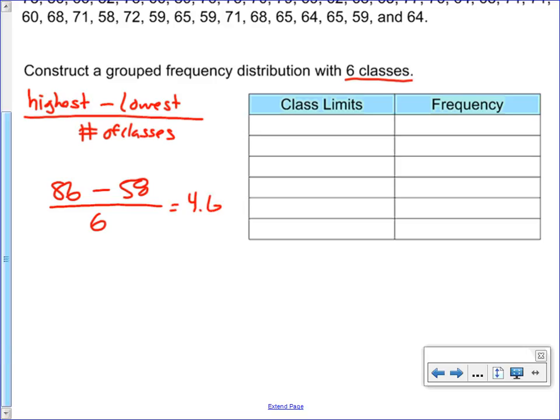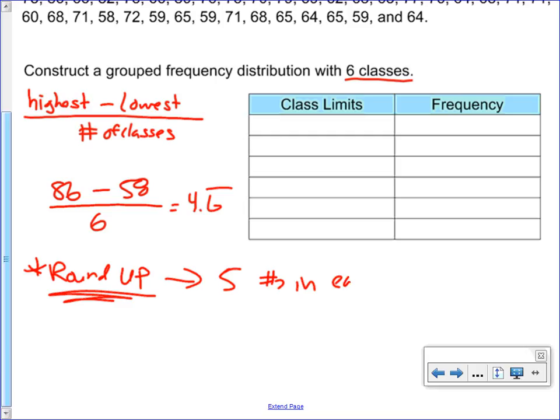And you get 4.6 repeating. Always, always, always round up, which means there will be 5 numbers in each class. So always round up, that way it'll cover all the numbers in the classes.